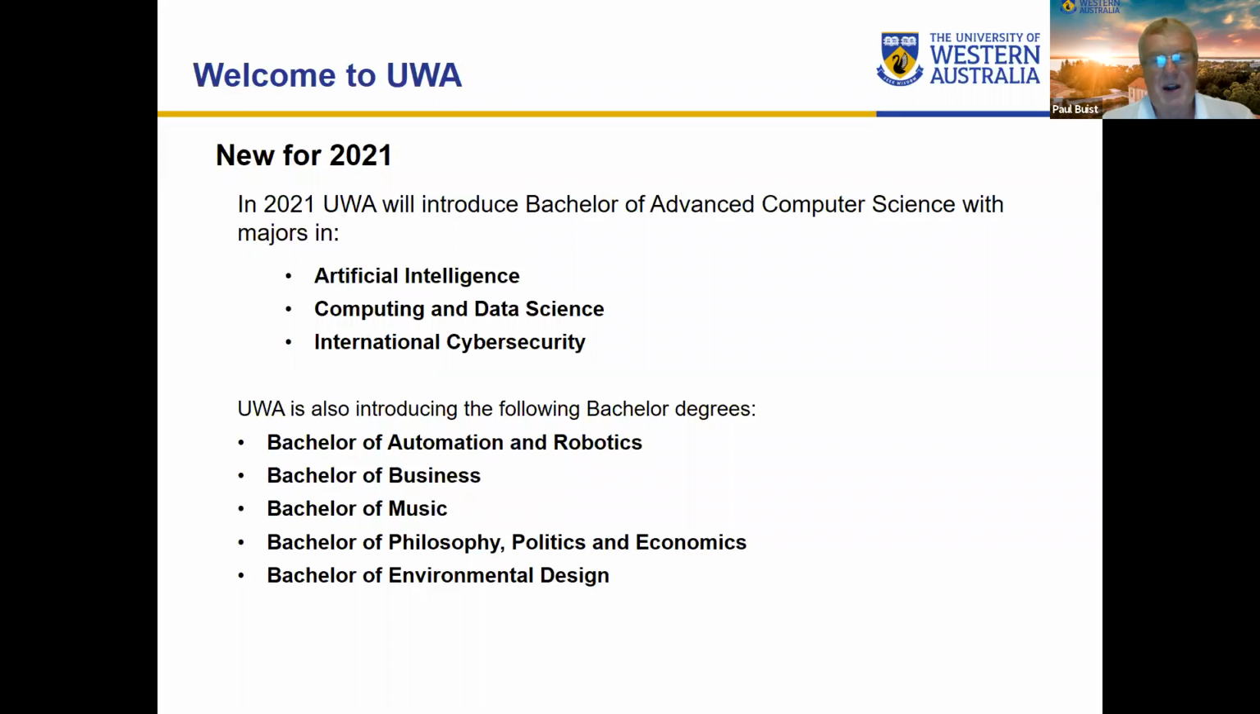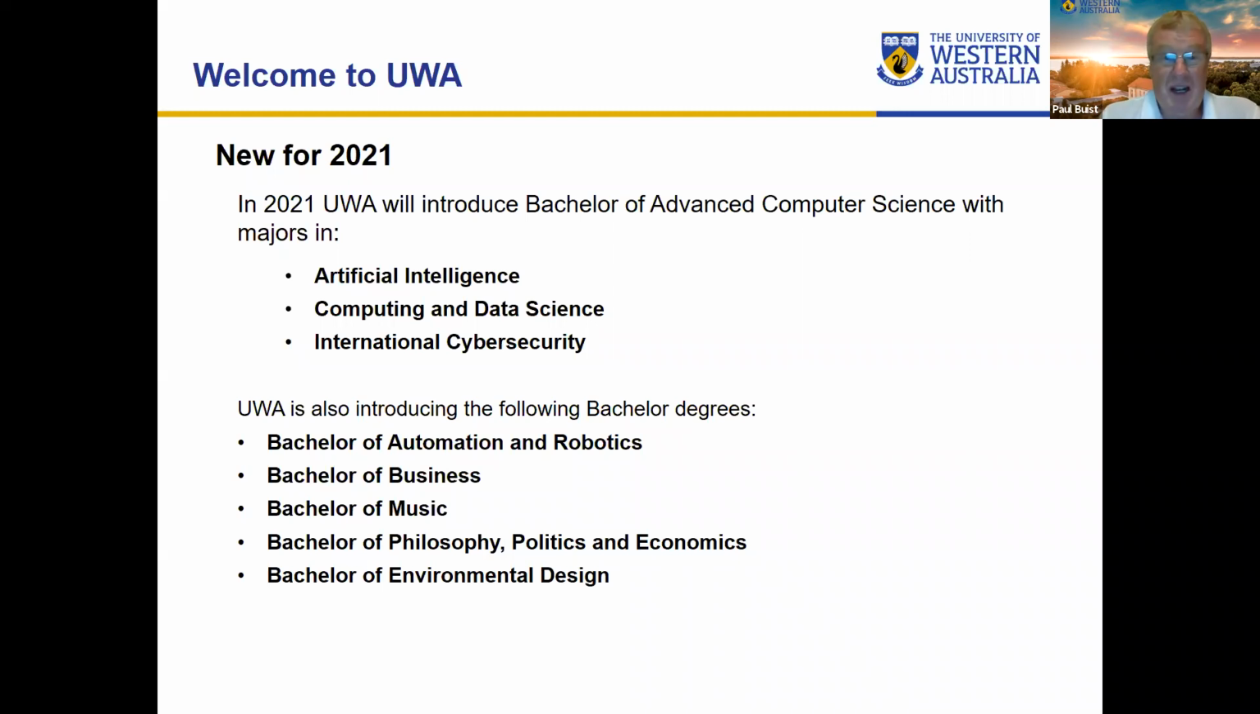Now, from 2021, that's from this year, we've introduced a Bachelor of Advanced Computer Science, which has majors in artificial intelligence, computing and data science, and international cyber security. We've also introduced more bachelor degrees: automation and robotics, business, music, philosophy, politics and economics, and environmental design.